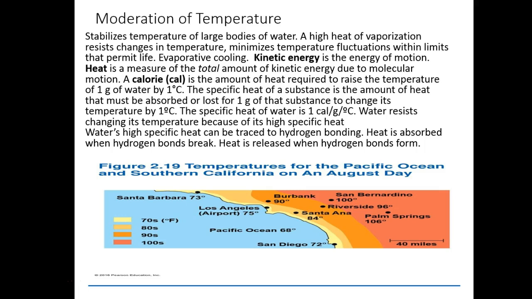And specific heat of a substance is the amount of heat that needs to be absorbed or lost for 1 gram of that substance to change its temperature by 1 degree. So it's kind of related to a calorie. The specific heat is related to a calorie. And we measure specific heat in calories per gram per degree Celsius. So 1 calorie, 1 gram of water, 1 degree Celsius. And water resists changing its temperature because it has a high specific heat. We'll pick this up on the next portion.